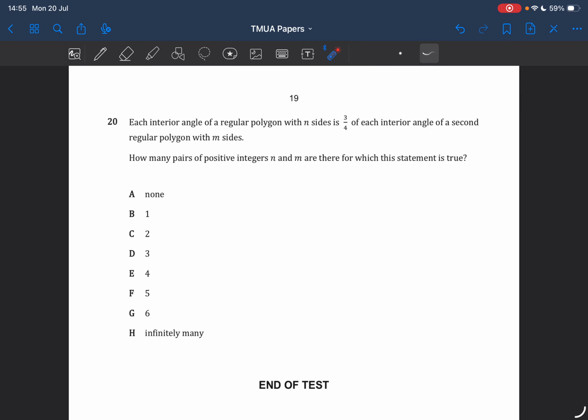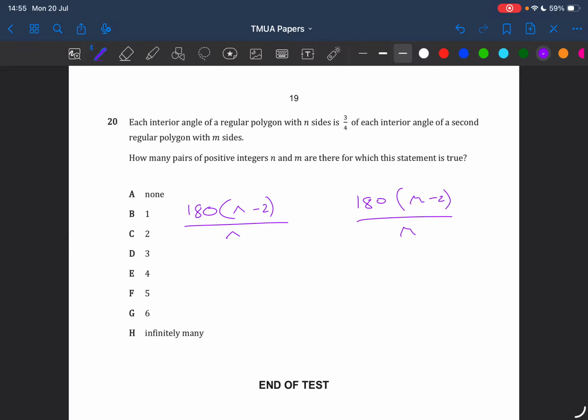Each interior angle of a regular polygon with n sides is 3/4 of each interior angle of a second regular polygon with m sides. Okay, so in general then, how do you work out the total of the interior angles? It's 180 times by how many sides you have, take away 2. And for each angle, we divide that by how many sides there are. So that's for the n. If we do it with the m, it's very similar: 180(m minus 2) over m.